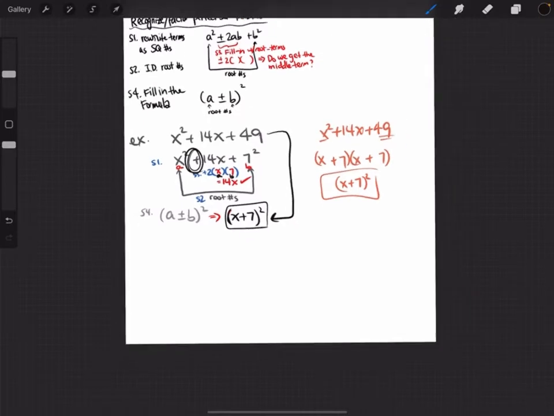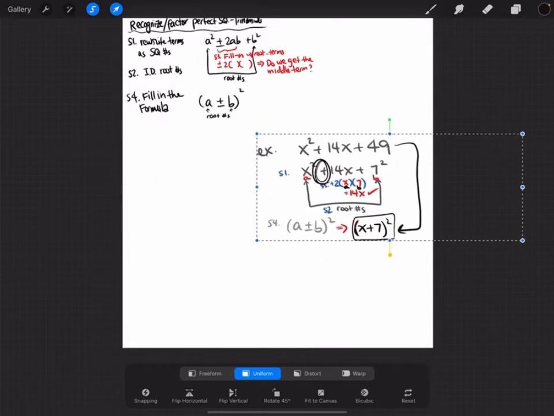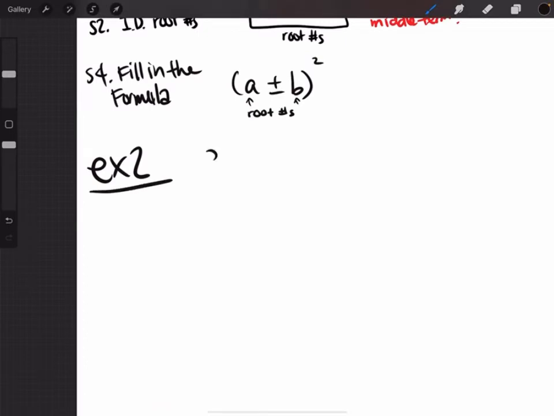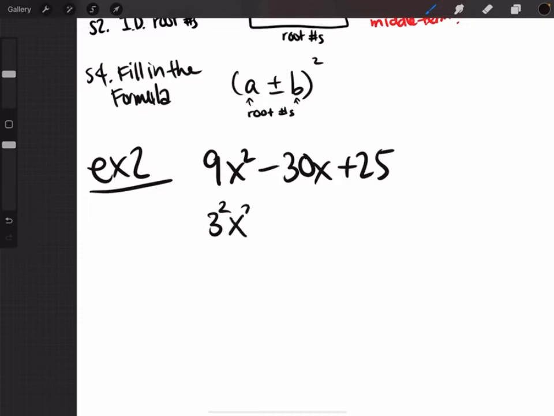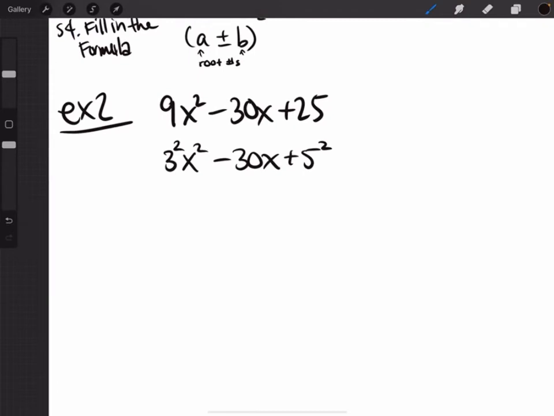Example 2. Here we go. Nine x squared minus 30x plus 25. Okay, so we had to rewrite this in terms of square numbers. You got 3 squared, which is 9. Only the first and last term. Then this one. So that's what we have.